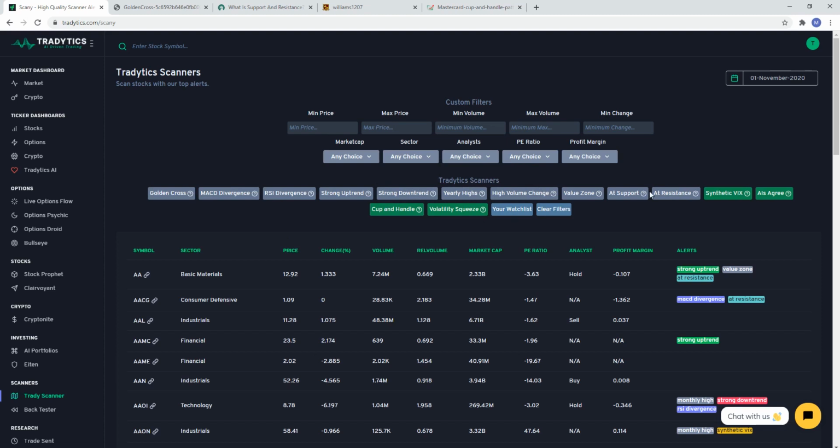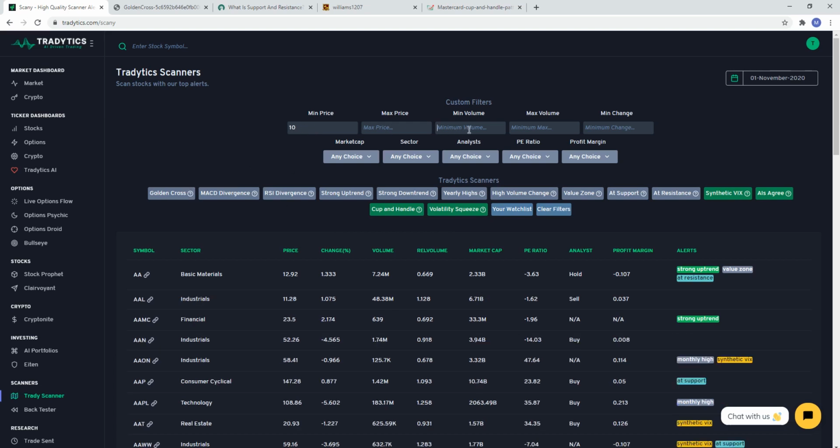Although there are hundreds of swing trading strategies, we are trying our best to only add those that work the best. Let us dive right into the scanner and try to find good setups. For the purpose of this video, we will mainly focus on swing trading setups. First of all, let us filter by price and volume.